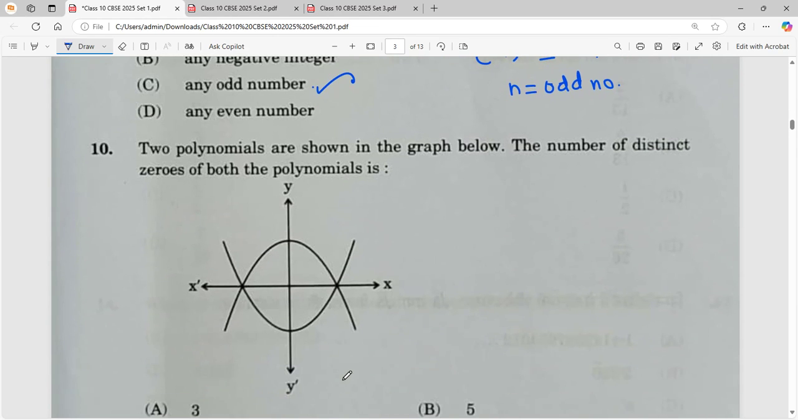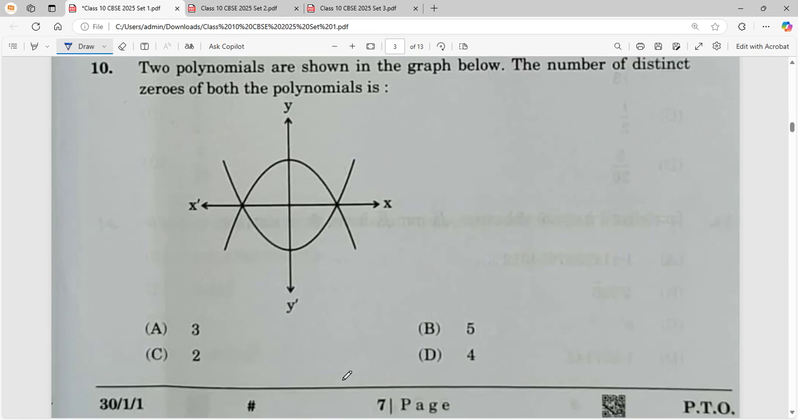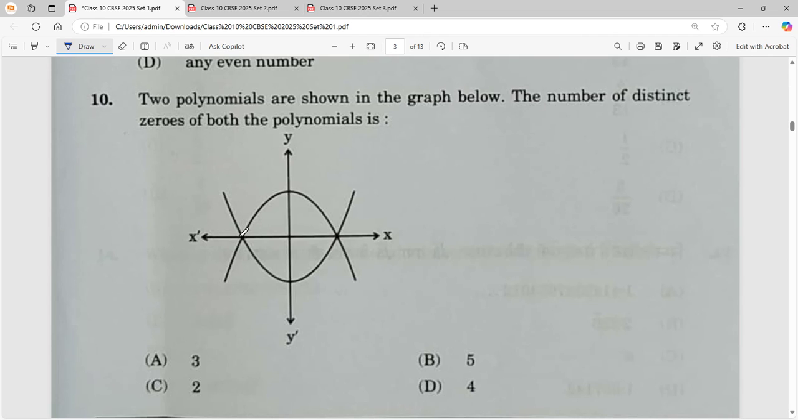Two polynomials are shown in the graph below. The number of distinct zeros of both the polynomials is, we have a zero here, we have a zero here. There are only two possible zeros.